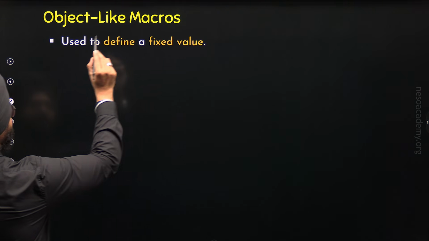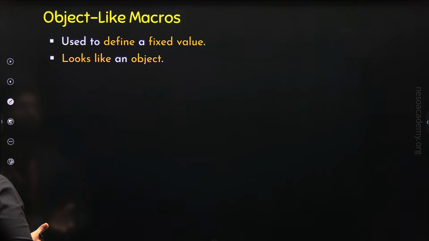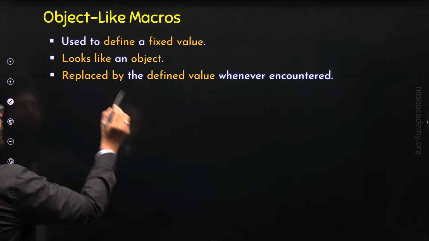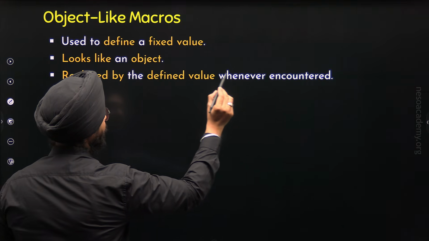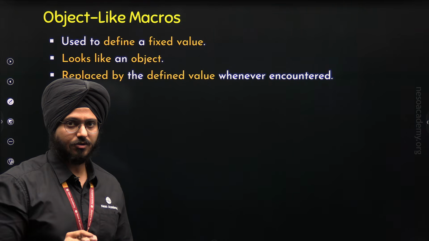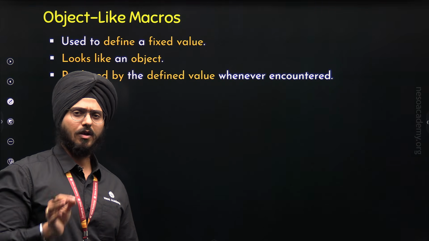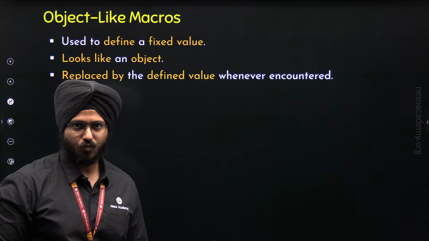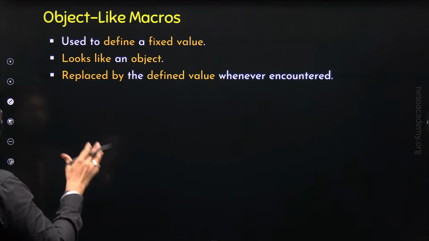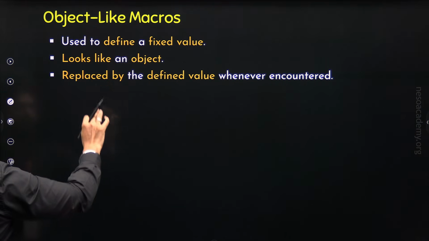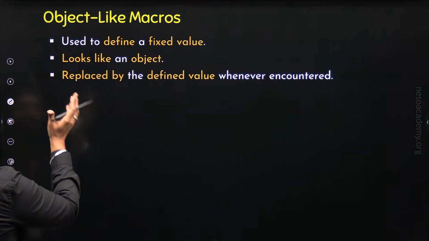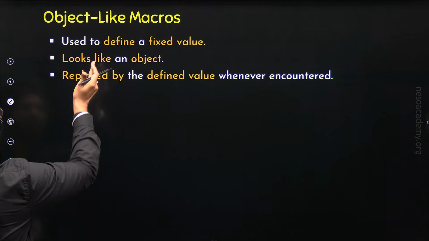They are called object-like macros because they look like objects, just like constant variables. And it is replaced by the defined value whenever encountered. So whenever preprocessor encounters an object-like macro, it will be replaced by its defined value. I have told you already that preprocessor handles macros. So clearly, this type of macro will also be handled by the preprocessor. So with this, we have understood what is an object-like macro. We understood these 3 points.